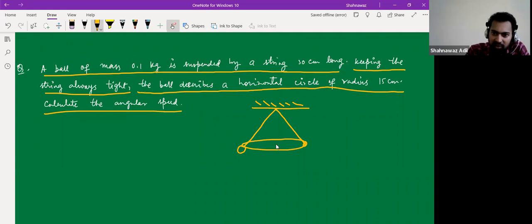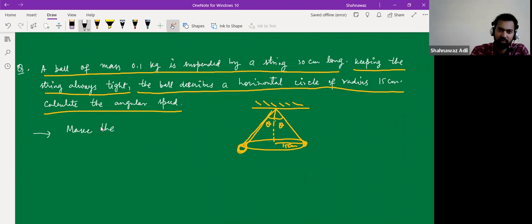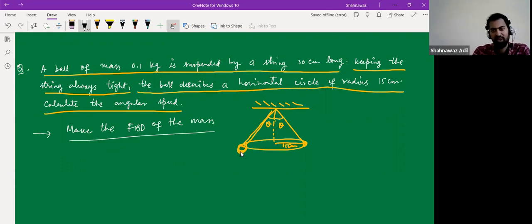So the radius is given, this is 15 centimeter, and this is theta. This is the mass, and this is the string. So again, what is the approach? First thing is that we have to make the FBD of this mass. So over here, what are the forces acting on it?